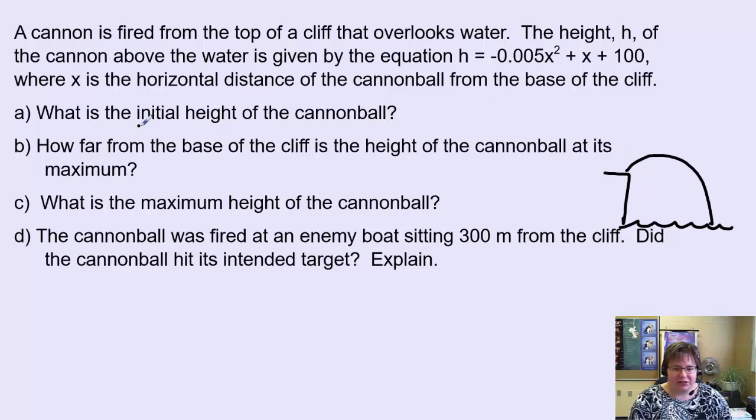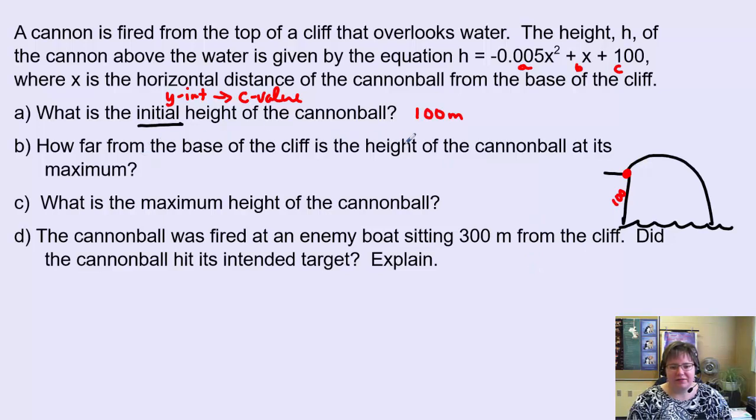If you see the word initial in a question, they're looking for the y-intercept. And the y-intercept is your c value. So A, B, C. So the initial height of your cannonball is 100 meters. So that cliff is 100 meters tall, is where you started.